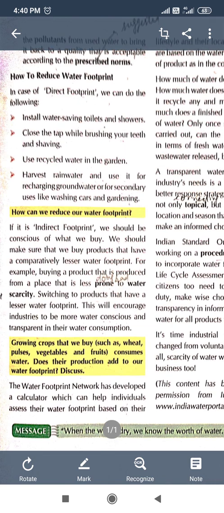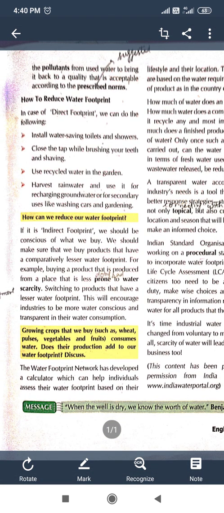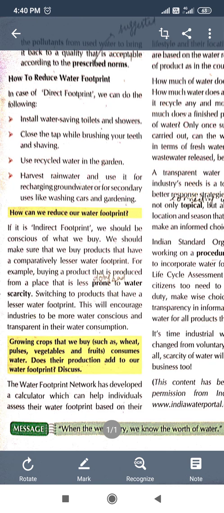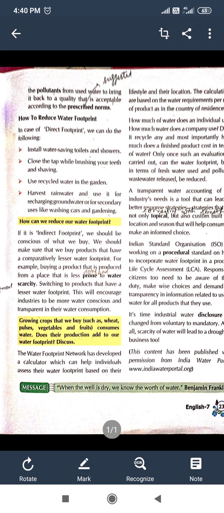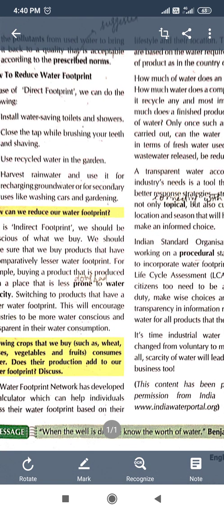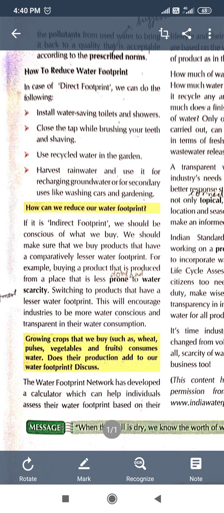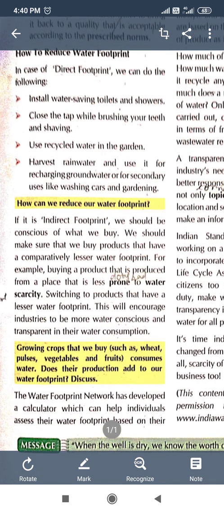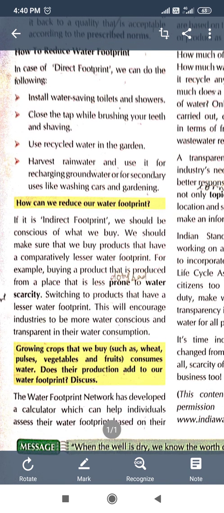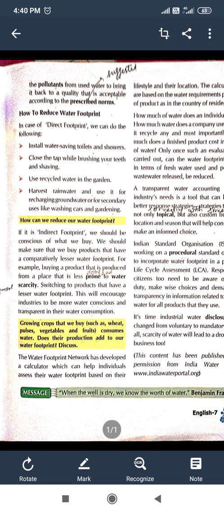This will encourage industries to be more water conscious and transparent in their water consumption. In this way, the industries, the big companies will be more water conscious. Indirectly, companies and big industries only can save the water. We people can save the water directly, but indirectly, they can use such kind of machines which use less water, where water consumption is less.